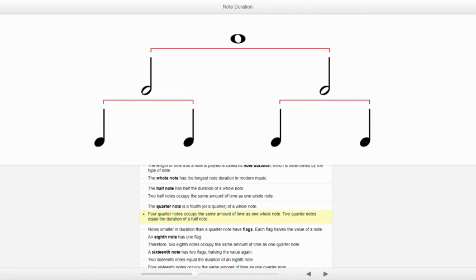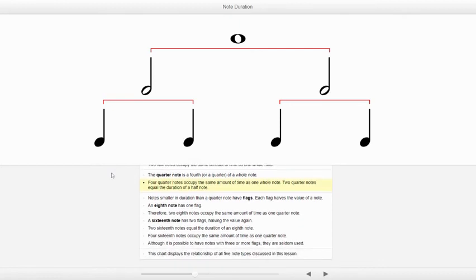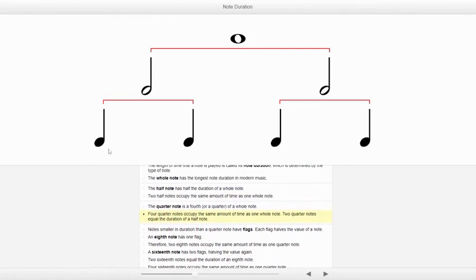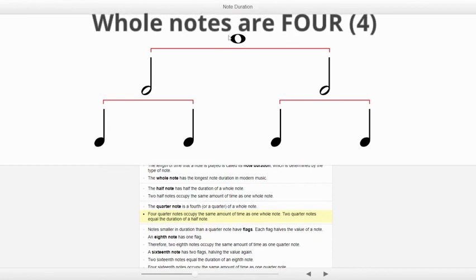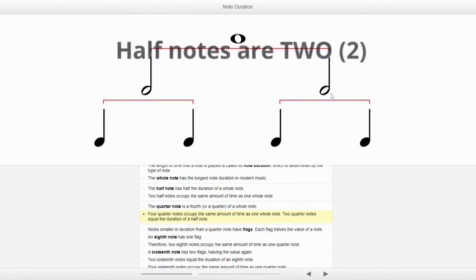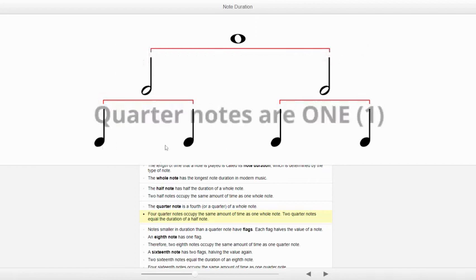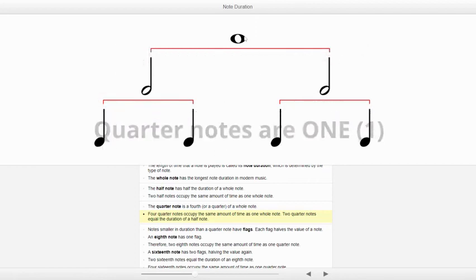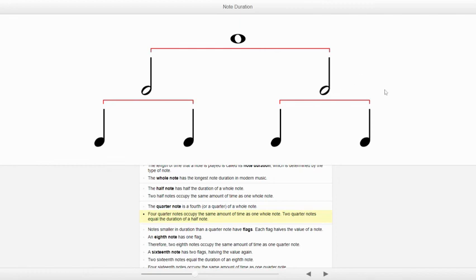So that's actually where we're going to conclude our short little lesson today. But we will want to remember that whole notes are 4, half notes are 2, and quarter notes are 1. 4, 2, 1. All right.